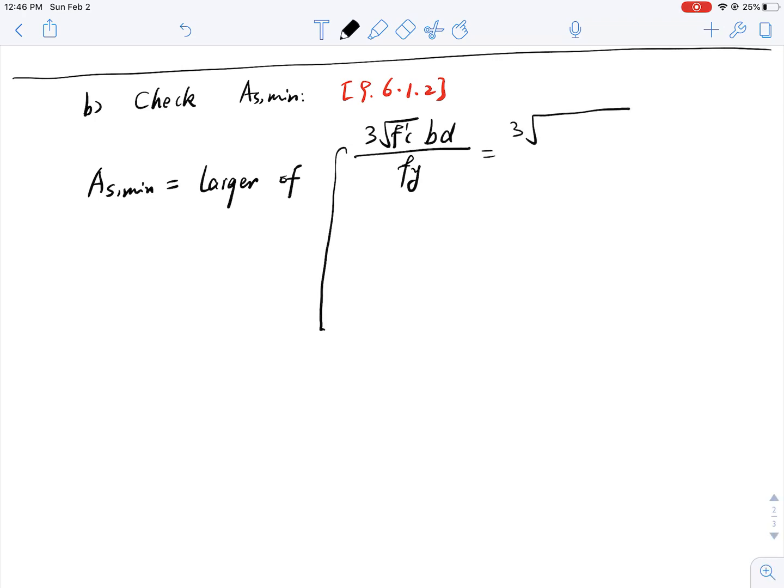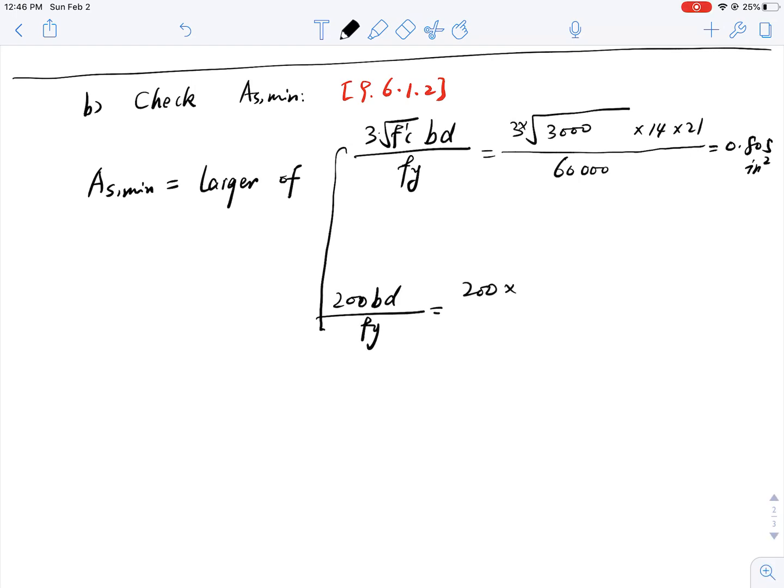This is 3 square root of 3,000. This is a multiply sign, just in case you're confused. And this is 14 inches, and multiply 21 inch divided by 60,000 psi. So this gives you 0.805 inch squared. Now the other equation, 200 multiplied by b d divided by fy, gives you 200 multiplied by 14 multiplied by 21 divided by 60,000. Okay, and this gives you 0.98 inch squared.